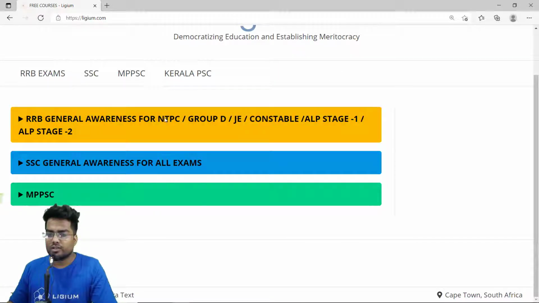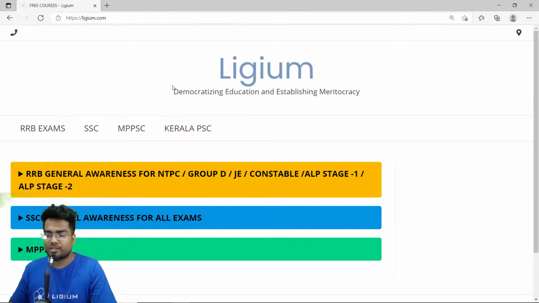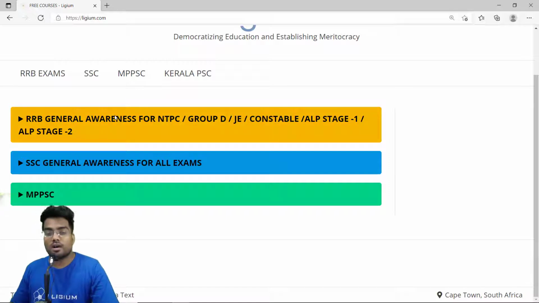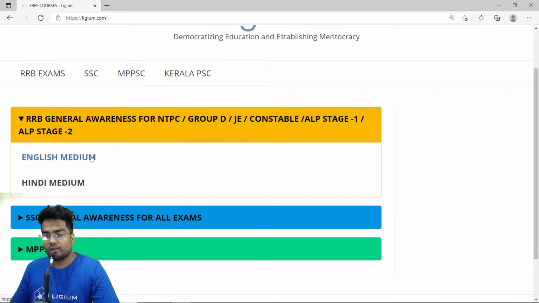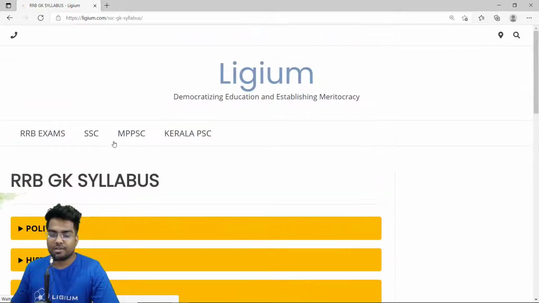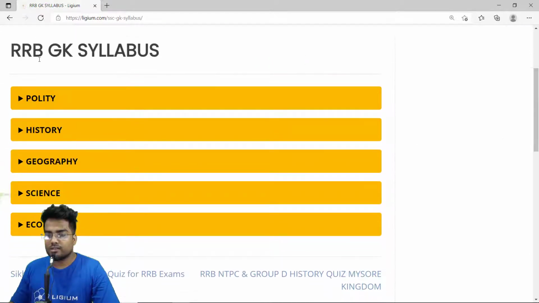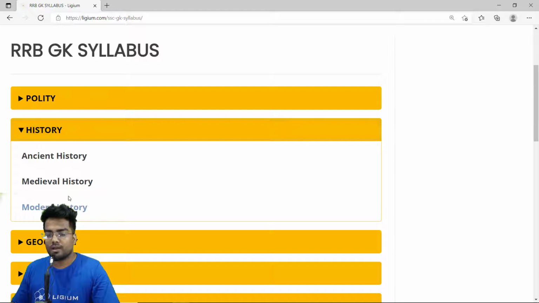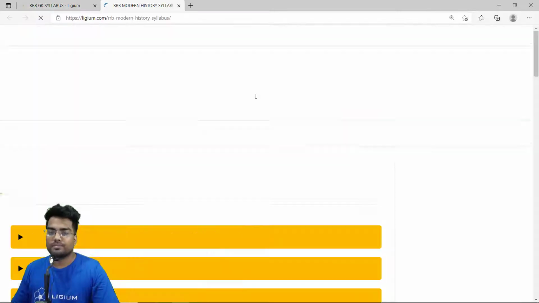So first of all, you know the drill. You have to visit ligem.com. That's pretty obvious. And then you have to visit RRB General Awareness for NTPC and Group D. You click here. We are working with the English medium, so English medium it is. So this is the syllabus for RRB GK. We have polity, history, geography, science and economy. So we are going with history and we are going to click on modern history.